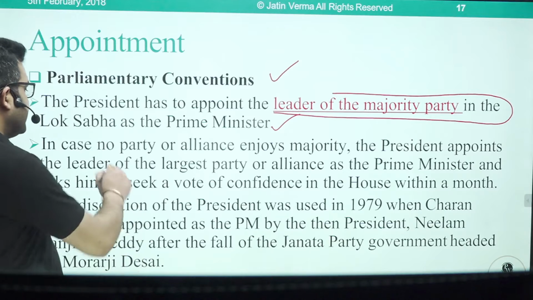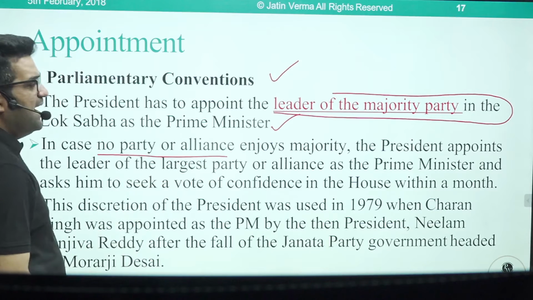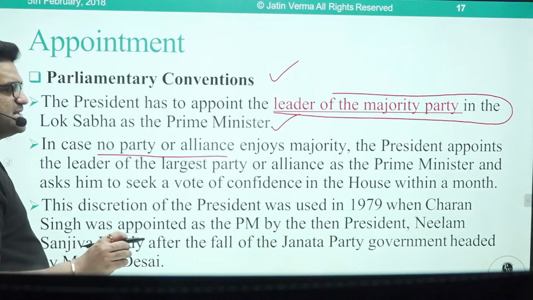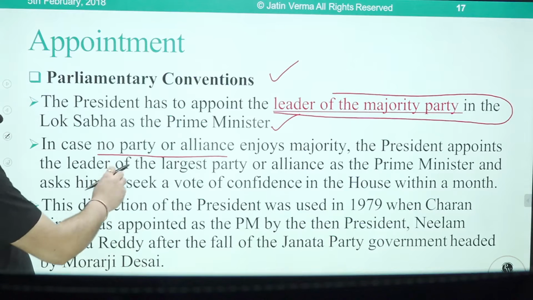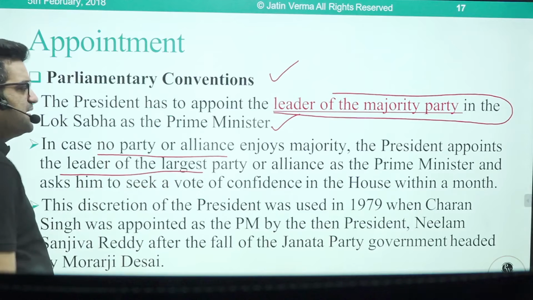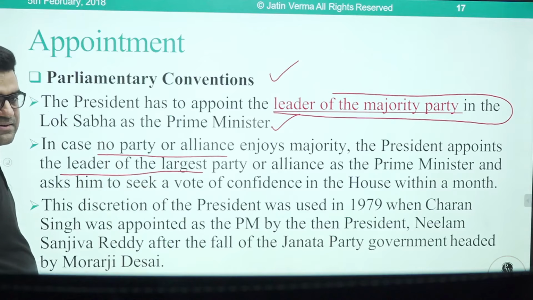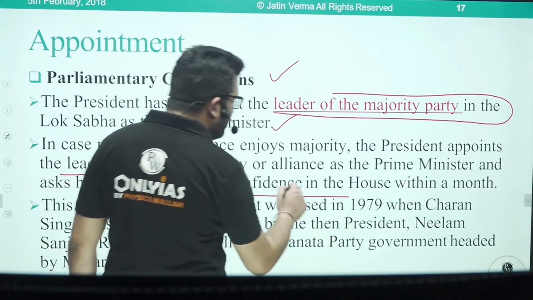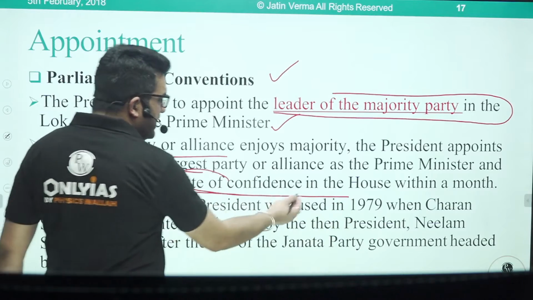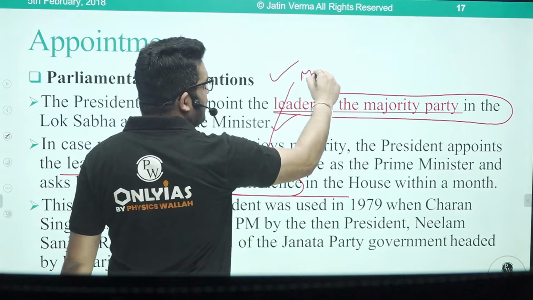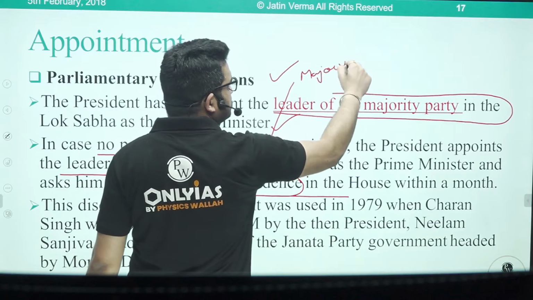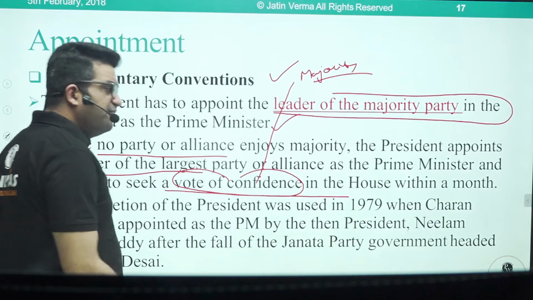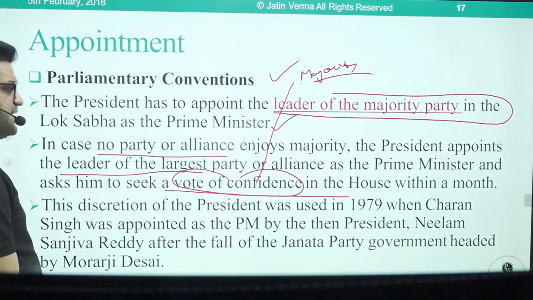In case no party or alliance, NDA or UPA, enjoys the majority, then the president appoints the leader of the largest party or alliance as the prime minister and asks him to seek a vote of confidence. He has to prove his majority on the floor of the house within a month. So this period is also written here.